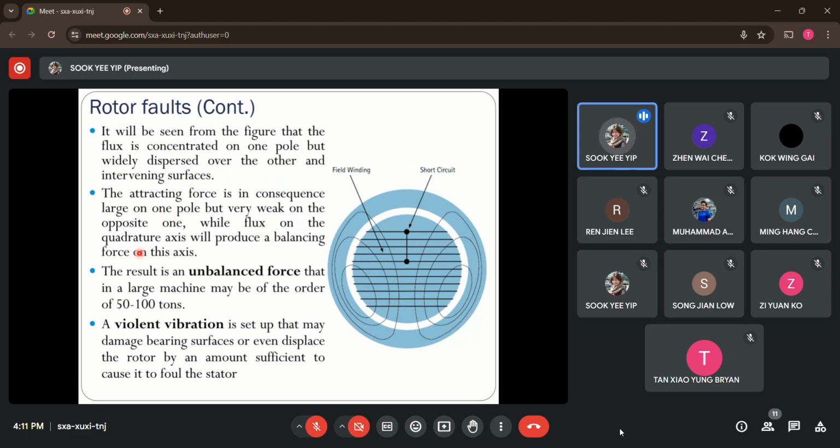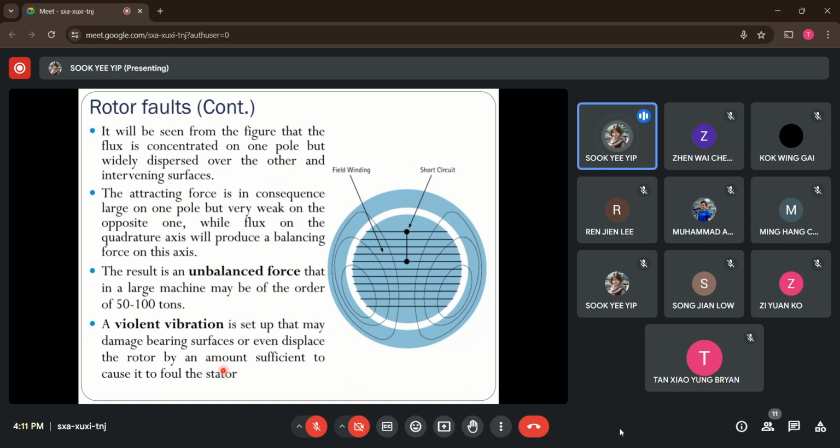This unbalanced force on the axis for a large machine can reach multiples in the order of 50 to 100 times. Which means that the force is very high, sufficient to cause violent vibrations that result in damage to the bearing surface, causing rotor displacement.